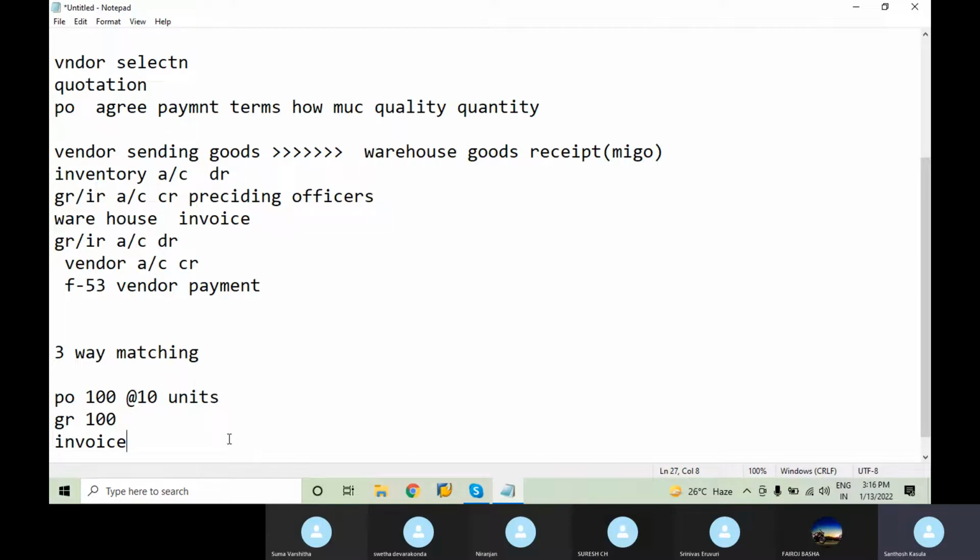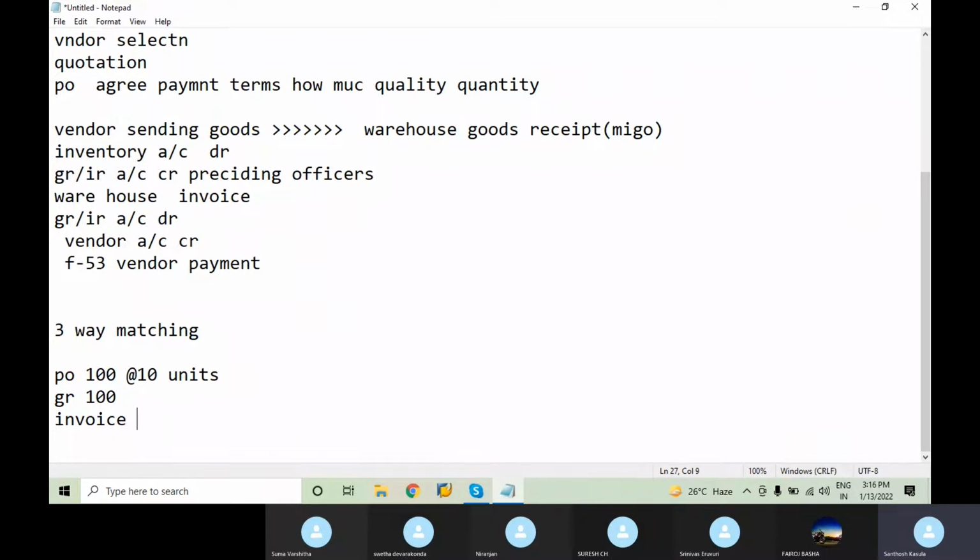But due to fluctuations in the market, the price may go up or down. For example, the agreed price is 100 for 10 units. While coming to the goods receipt, if it is 120 or 100, and at the time of invoice it is 110 or 120, that is called two-way matching. Because only PO and GR are matching but not the invoice.